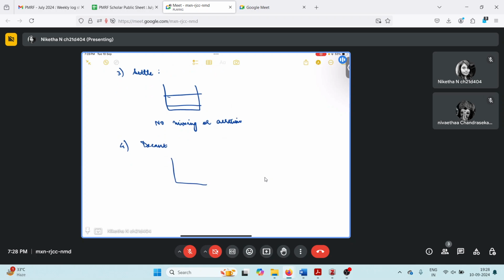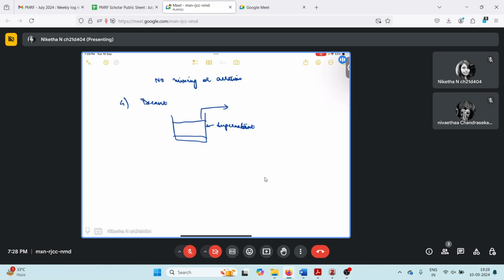And then the next phase is decant. In this phase, whatever supernatant is there after settling will be allowed to flow outside and it will be removed. The last phase is the idle phase. So here there is no process happening, no inflow, no mixing, no aeration, and no settling.